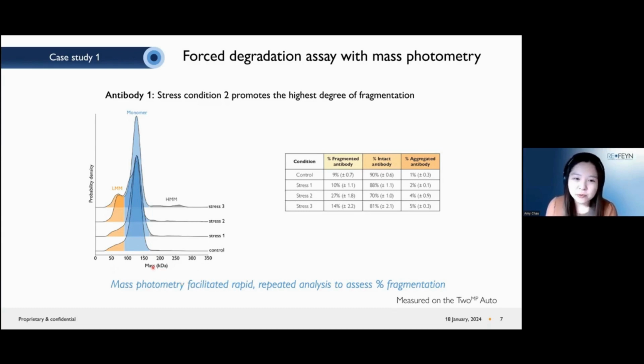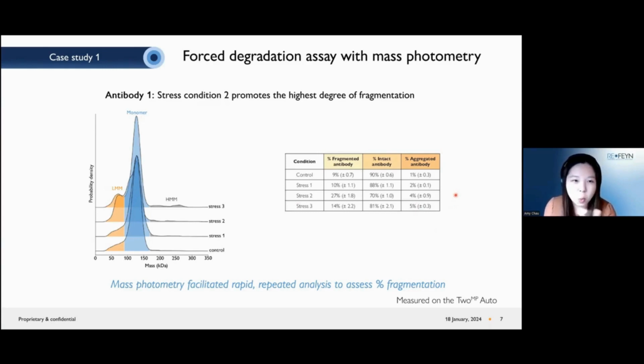So in here, for comparisons, we can highlight the same regions across all of the conditions and extract the number of particles detected in them, and to calculate the percentage of abundance. This allows us to identify changes to the sample behavior under different stress conditions, and we can quantify that in a table like this. Where we can see that stress condition number 2 under the fragmentation antibody column has the highest degree of fragmentation, whereas stress conditions number 2 and number 3 in the aggregations panel have the highest values out of all.